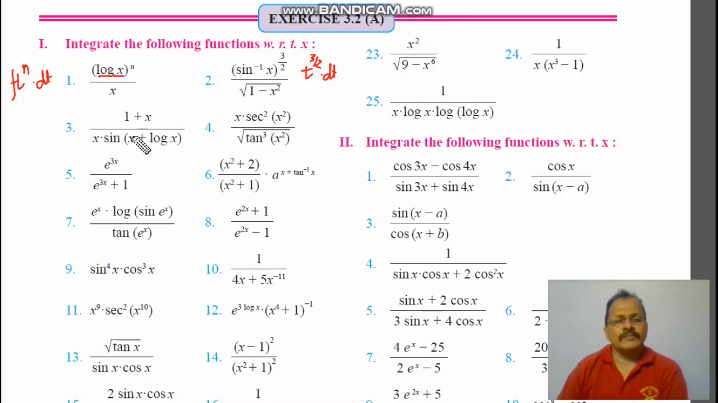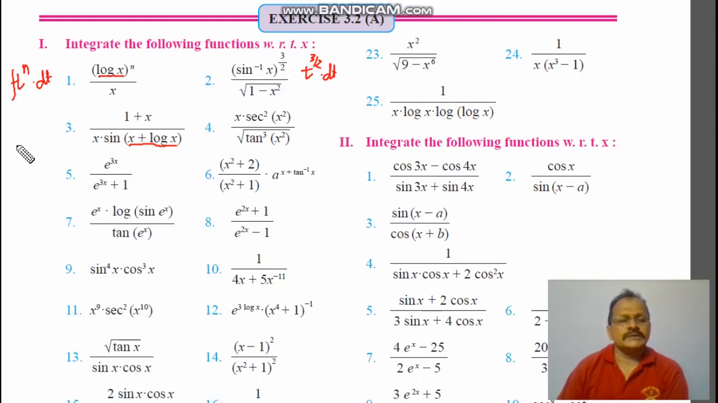In the next problem, sin of 1 plus x upon x into sin of x plus log x. Here this function x plus log x is in trouble. Others are separated, but this function is trouble. We do not know directly the formula of integration of 1 upon sin theta. Therefore, I will check what happens if I put x plus log x is equal to t.